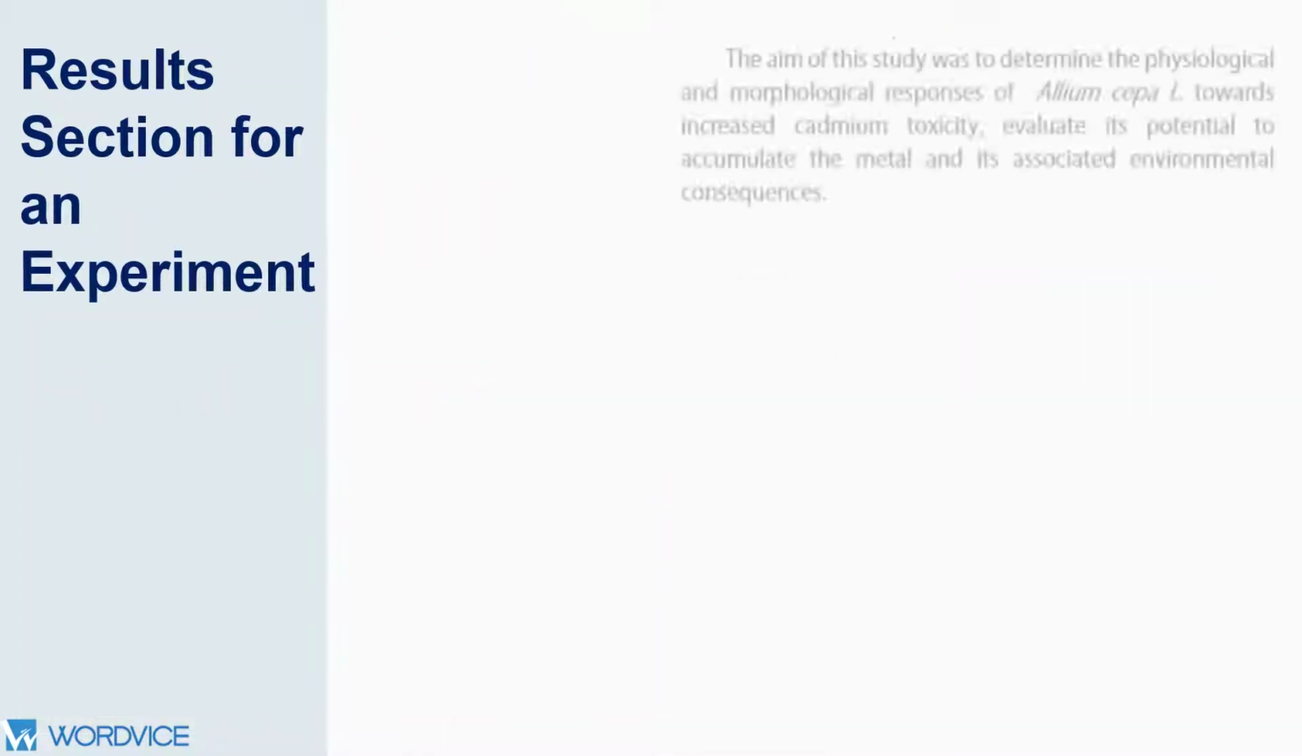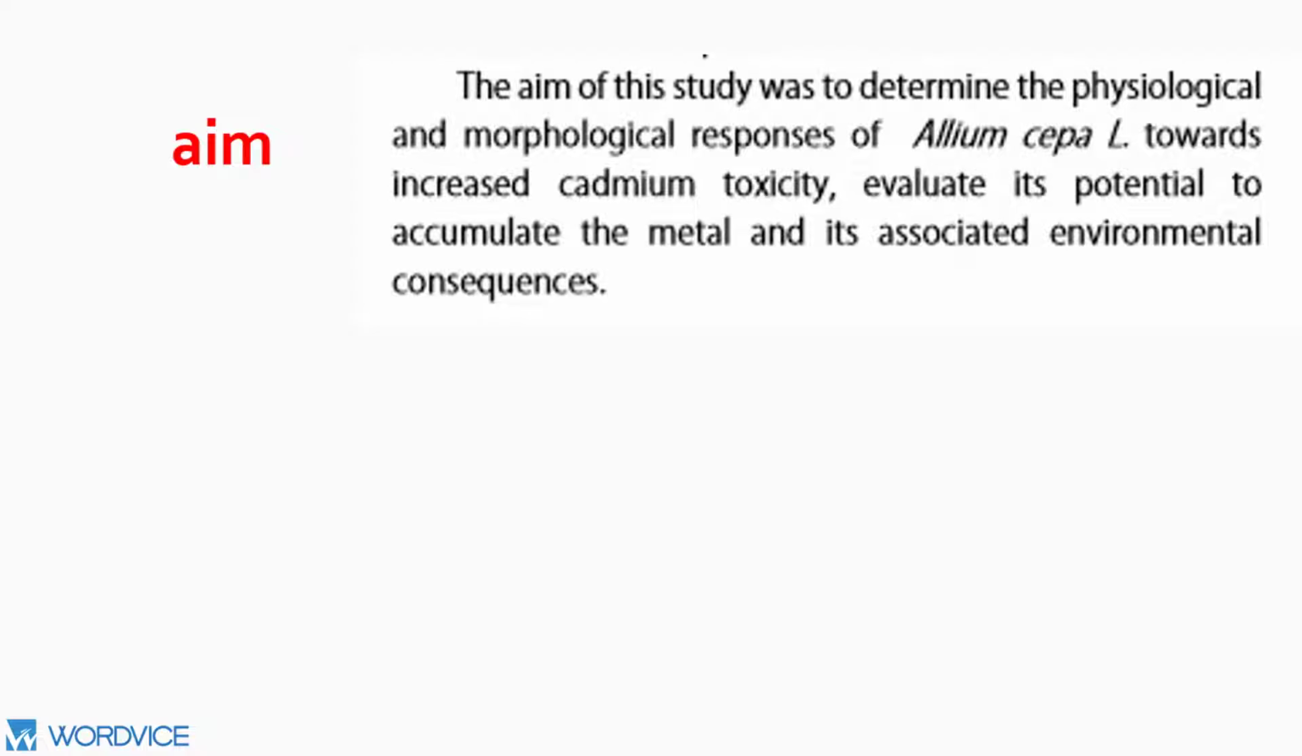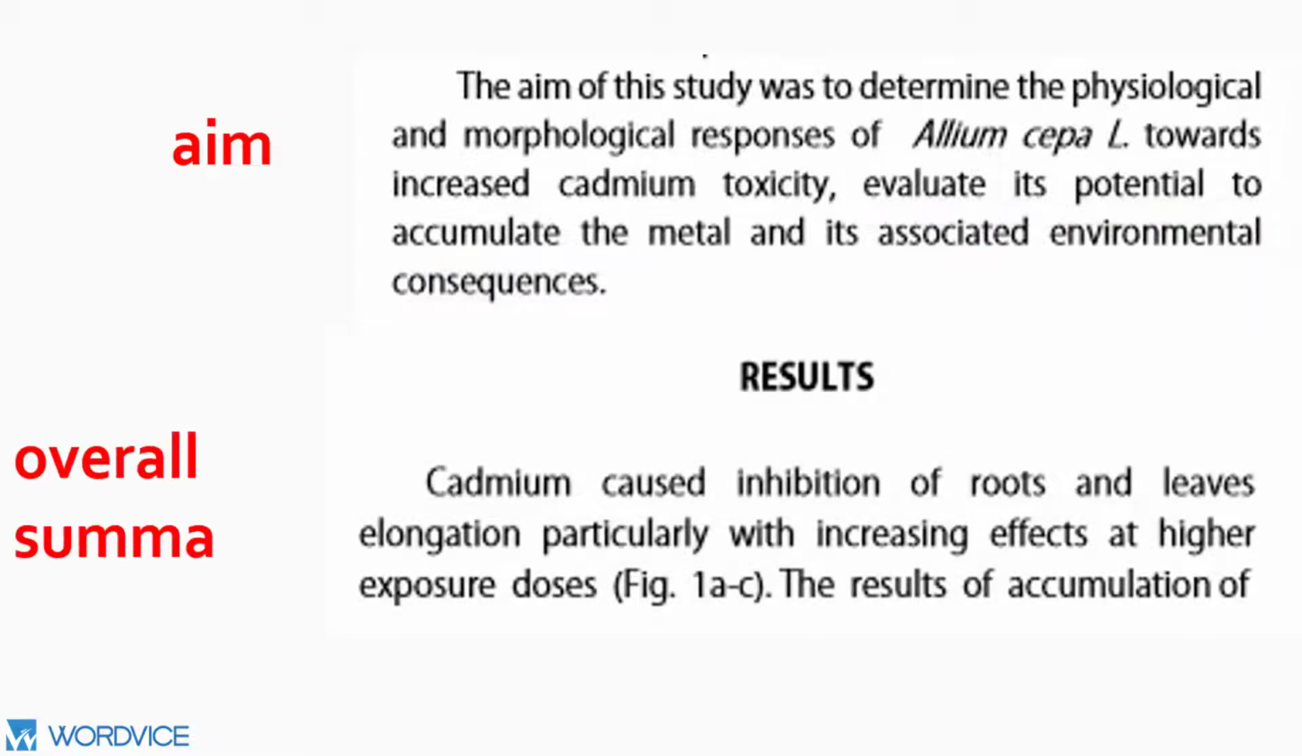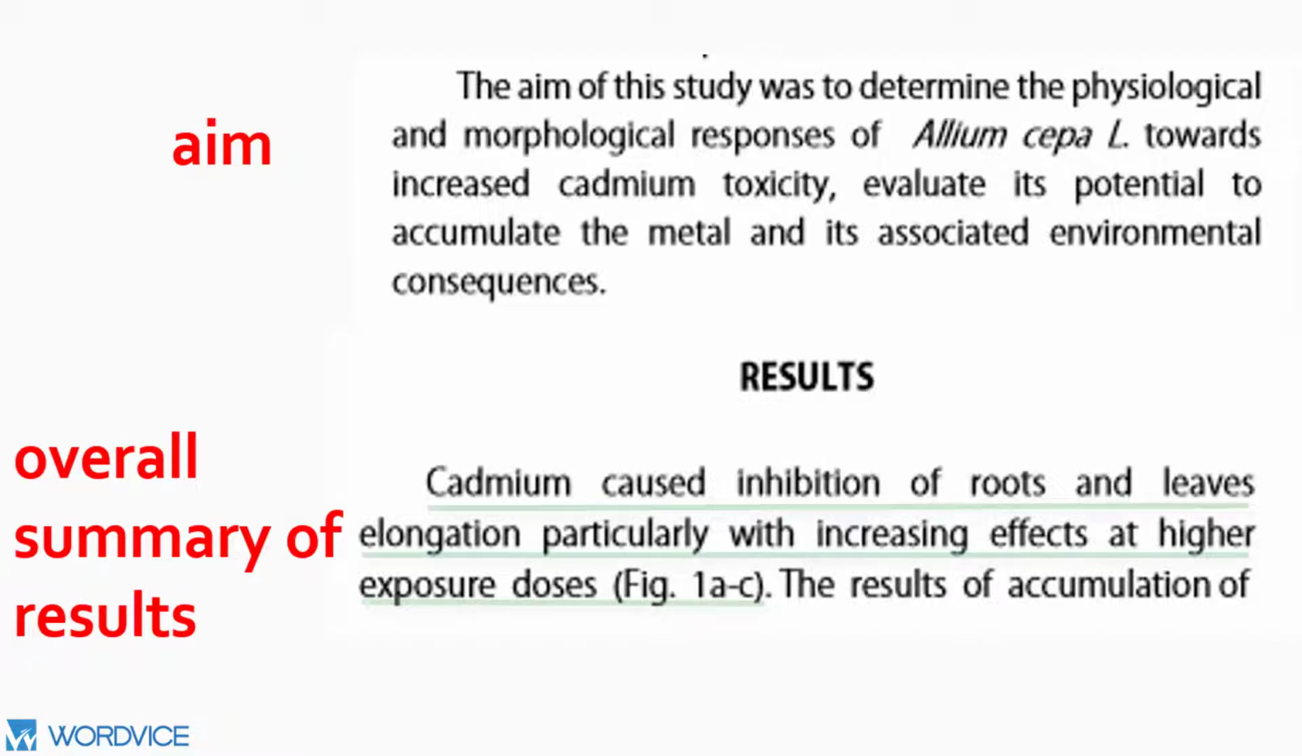Let's look at another example of a results section from an experiment. In the introduction sections, the aims of the study are presented as determining the physiological and morphological responses of Allium cepa L. towards increased cadmium toxicity, and evaluating its potential to accumulate the metal and its associated environmental consequences. Accordingly, the results section presents data showing how these aims are achieved in both tables and content analysis, beginning with an overview of the findings.